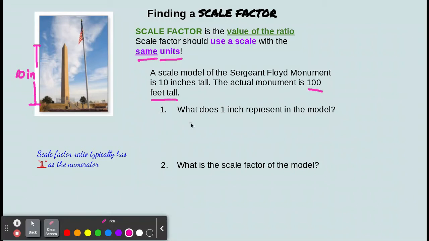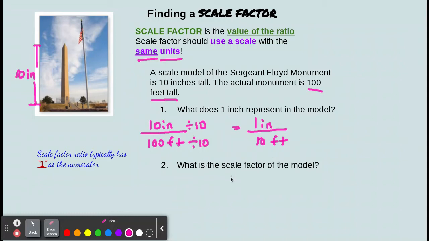The first question is, what does 1 inch represent in this picture? We measured it to be 10 inches, and we know that's the same as 100 feet. But our goal is to see what 1 inch represents. In order to go from 10 to 1, we need to divide by 10. We do that to the top, we need to do it to the bottom. So 10 divided by 10 is 1, and 100 divided by 10 is 10. So 1 inch in the model represents 10 feet in real life.